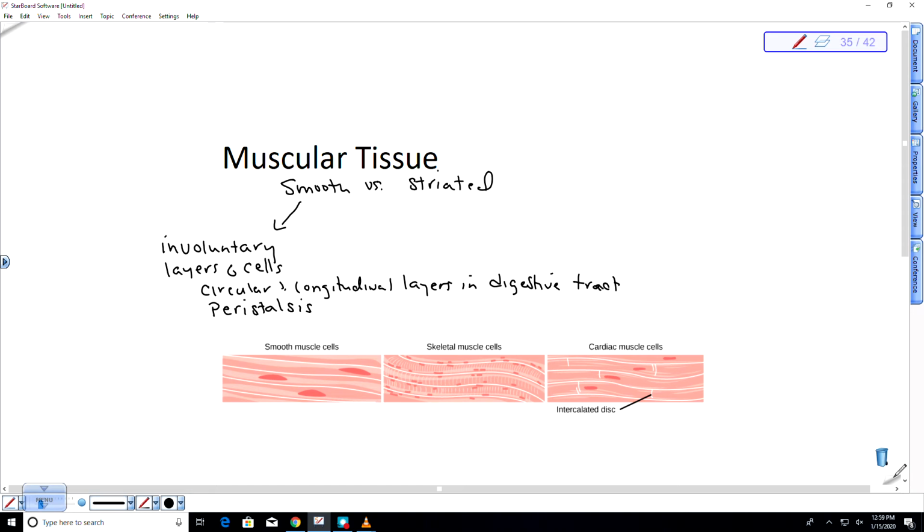When we look at striated, we actually have two different kinds. We have cardiac muscle. This is the type of muscle that is found in the heart.